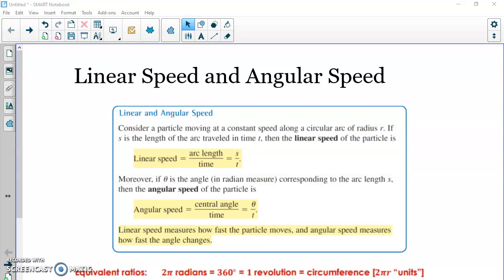For angular speed, that is referred to as the speed of the angle. So that is theta over time. Theta, be careful, needs to be in radians. So take a minute, hit pause, and write down both of these definitions and these formulas. Linear speed is referring to how fast the particle moves, and angular speed is how fast the angle is changing.